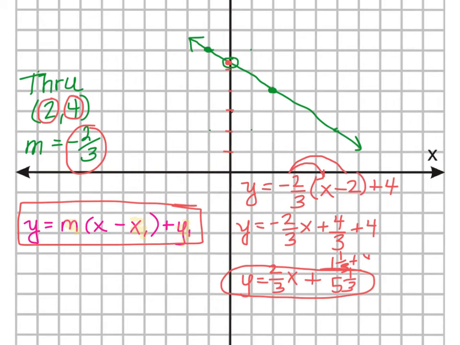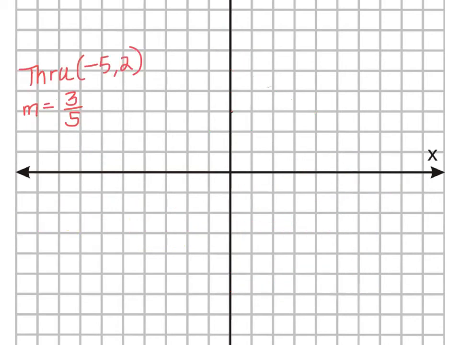Let's do 2 more problems and I'll just have you practice. So I've given you the point negative 5, 2, so our line passes through the point negative 5, 2. Over 5, up 2. That's this point right here. And I'm saying it has a slope of 3/5.